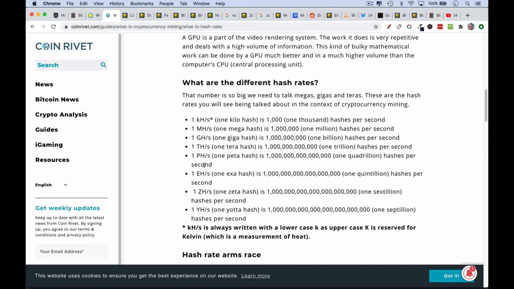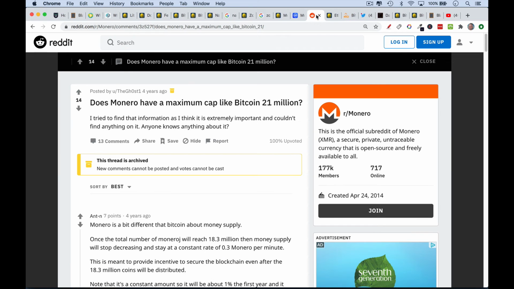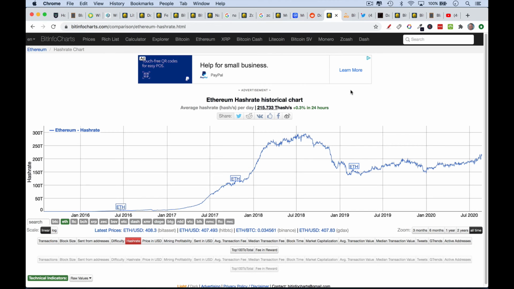I'm sorry, I'm still learning these prefixes, but yeah, terahash would be down here. Exahash, where Bitcoin is, will be up here as we see. So hash rate's not bad, but again, it's at a lower level.